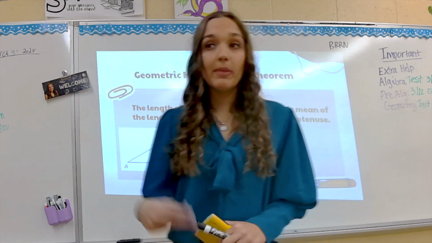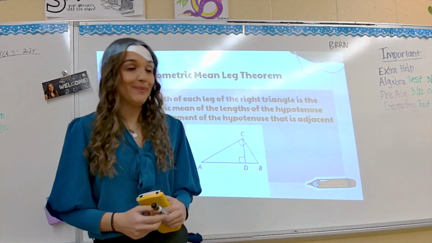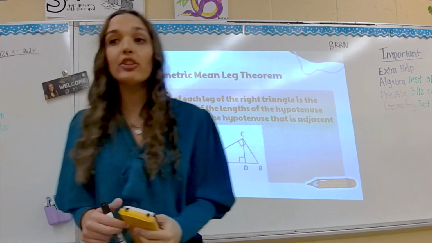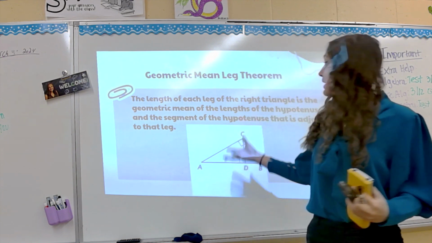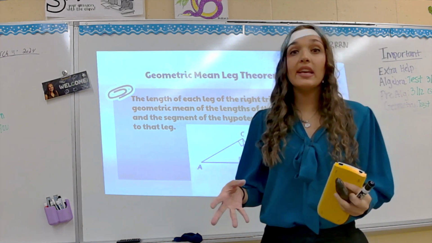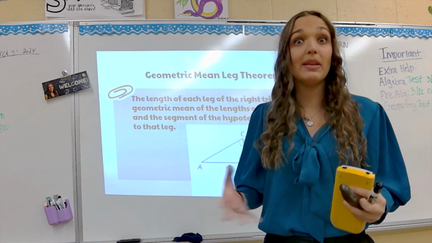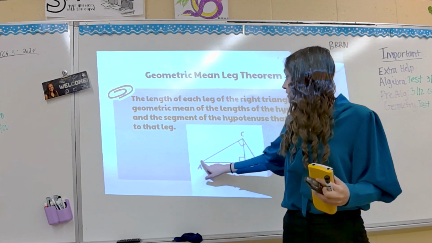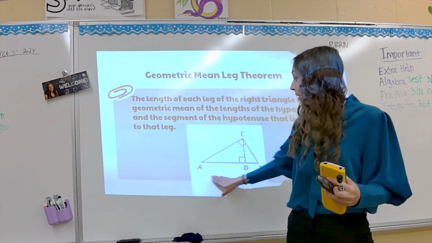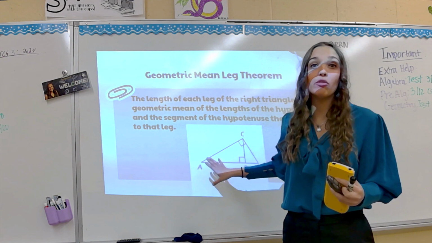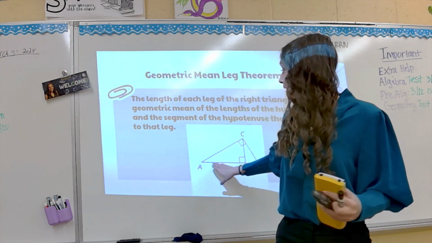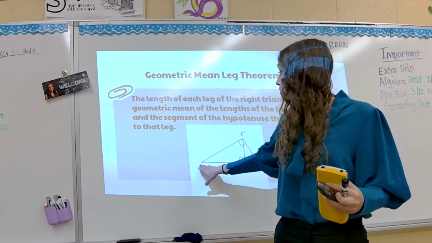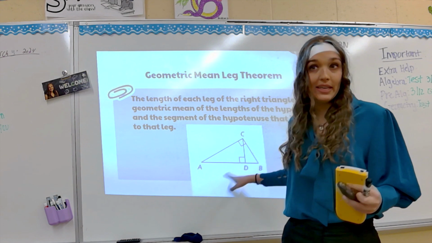Let's take a look at another theorem that's going to be very important to use with geometric mean. So we have the geometric mean leg theorem. It's saying that each leg of a right triangle is the geometric mean of the lengths of the hypotenuse and the segment of the hypotenuse that's closest to that leg being multiplied together. So what this is saying is our leg squared is going to be equal to the whole hypotenuse times the part closest. If we're working with this leg, it's going to be times AD. So if I'm squaring AC, I'm going to use the whole, which is AB, times AD.